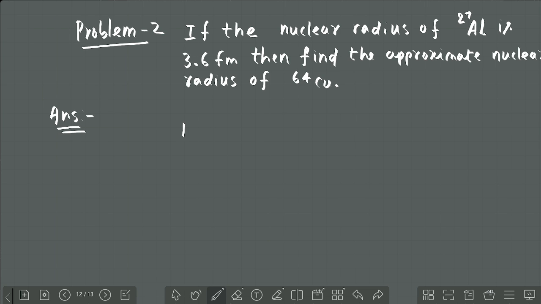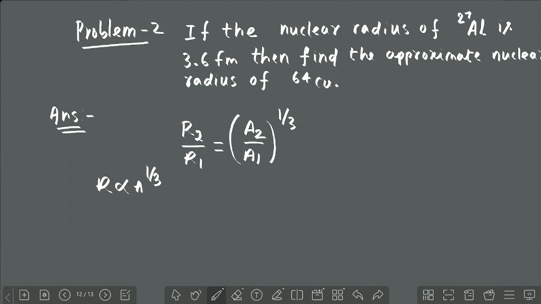If I do R2 by R1, what will I get? A2 by A1 to the power 1 by 3, as R is directly proportional to A to the power 1 by 3. We know that. So R2 by R1 will be A2 by A1 to the power 1 by 3. Now you want to find R2, then R2 equals R1 into A2 by A1 to the power 1 by 3.